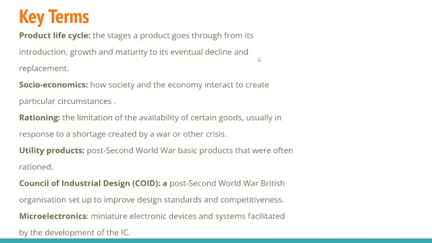Okay, so just wrapping up here with some key terms. The product life cycle obviously is the entire set of stages that a product goes through, from introduction to decline and replacement, bearing in mind that decline and replacement also very often involves planned obsolescence and stuff like that. Socioeconomics: how the society and the economy interact to create certain demographics and certain circumstances which, as designers, we need to be aware of.